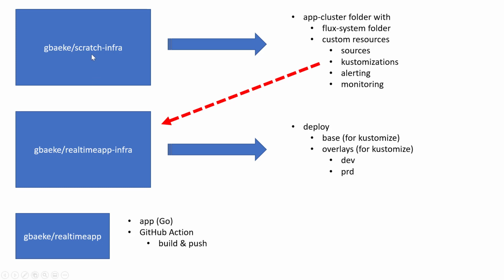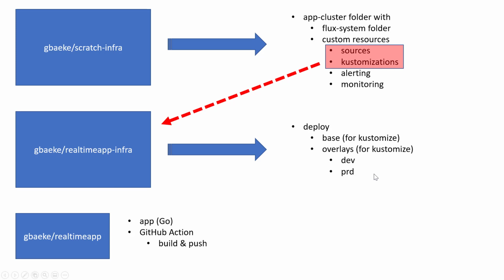We have a Git repo called Scratch Infra, and that's the Git repo that I bootstrapped my AKS cluster with, so a Kubernetes cluster in Azure. This Scratch Infra repository contains all sorts of custom resources. Secondly, I have a real-time app infra repo that contains the YAML files that I'd like to deploy, and these YAML files use kustomize with overlays and a base. That was all explained in the previous videos.